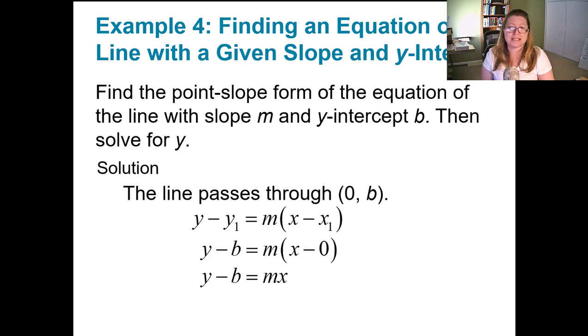The point of this exercise is you can get to the slope-intercept form by utilizing what you know about the point-slope form. Okay. y equals mx plus b is the slope-intercept form of a line.